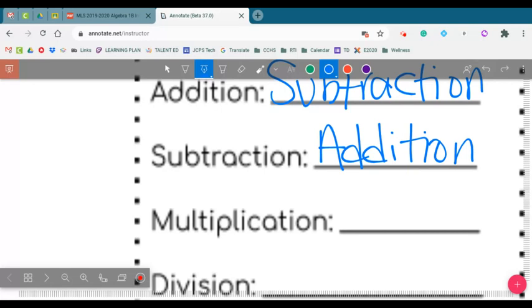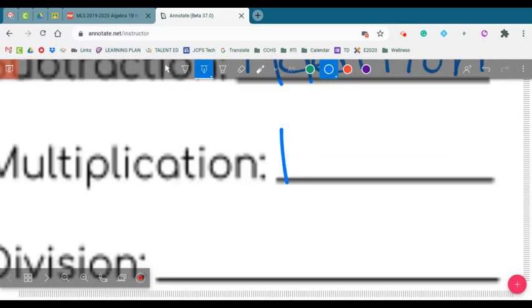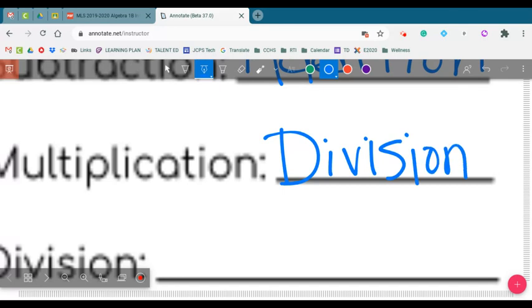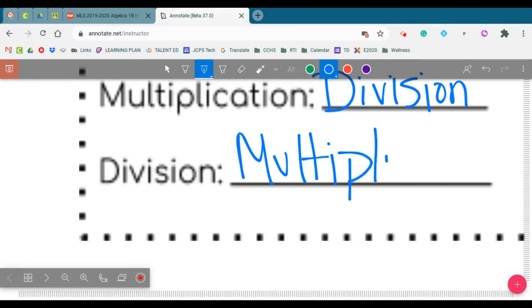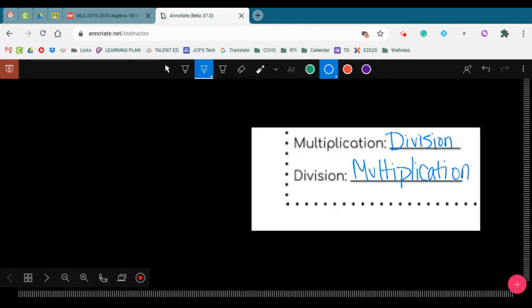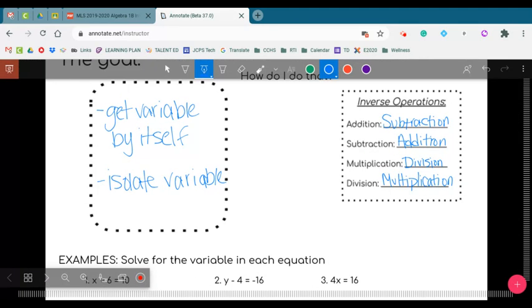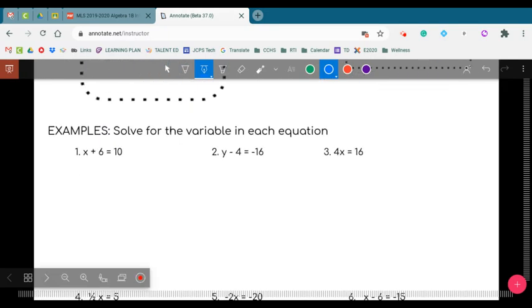The opposite of multiplication is division. And the opposite of division is multiplication. Okay, so let's go down and do some examples to see what I mean by inverse operations and how it works. In each of these problems, we want to solve for the variable.